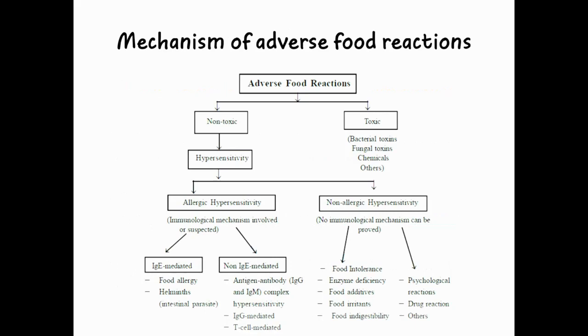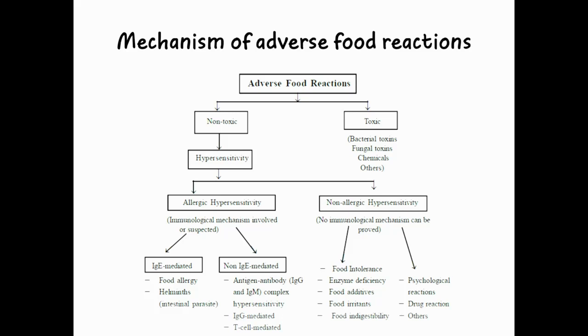Okay. Next, we will see how is the mechanism of adverse food reactions. See, so we have toxic and we have non-toxic food reactions. Non-toxic will give you hypersensitivity, and hypersensitivity will lead to allergic hypersensitivity or non-allergic hypersensitivity. And allergic hypersensitivity is happening because the immunological mechanism is involved or suspected, and non-allergic hypersensitivity is occurring because no immunological mechanism is yet proved.